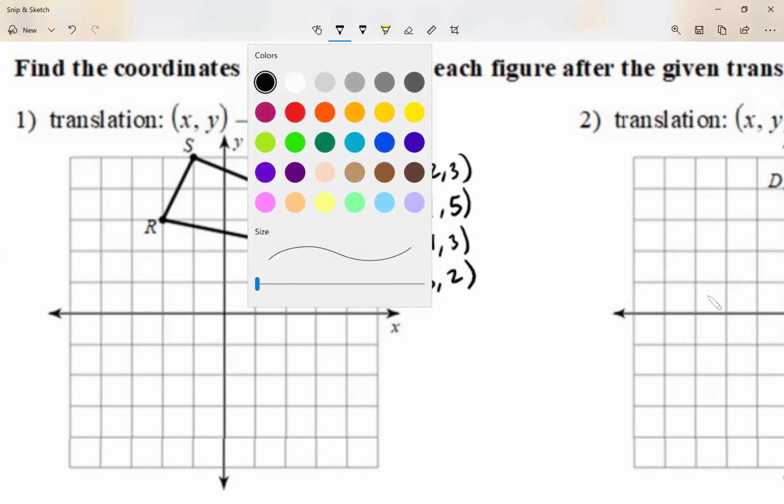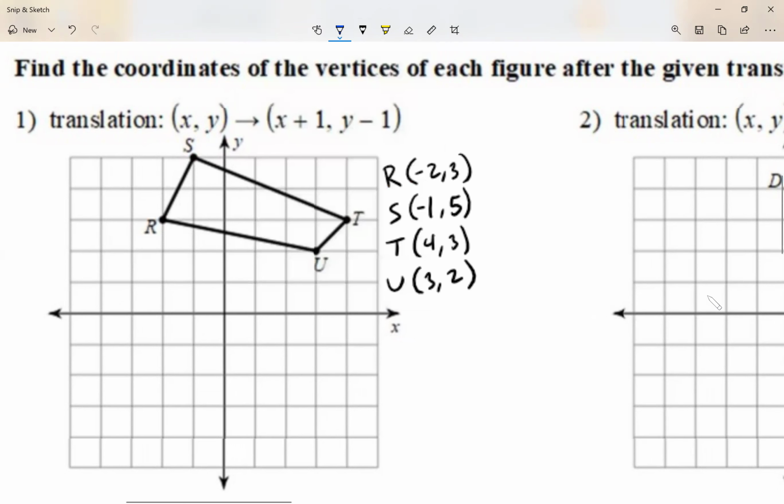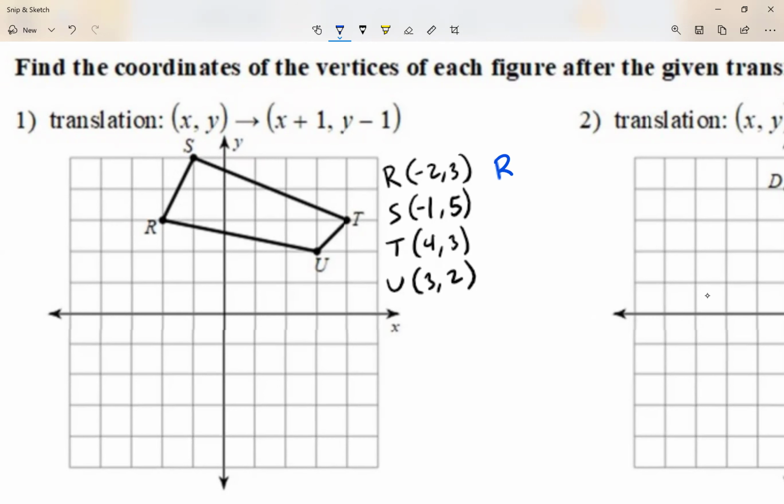Interesting though is when I go through a transformation, to say that point R changed, I'm going to call it R and put a little apostrophe there. Now, I'm not going to call it R apostrophe. In geometry, that is called prime. So I'm going to call it R prime.